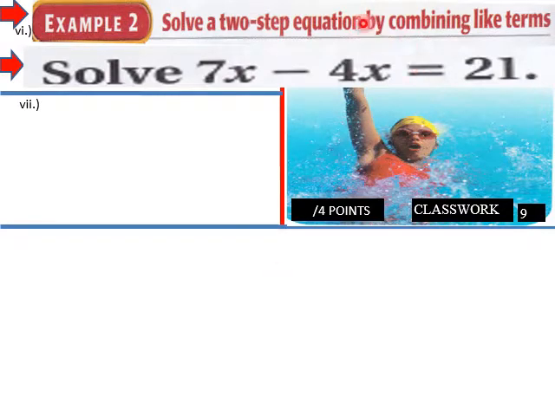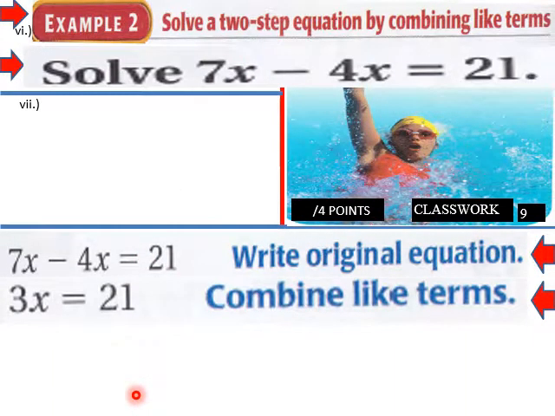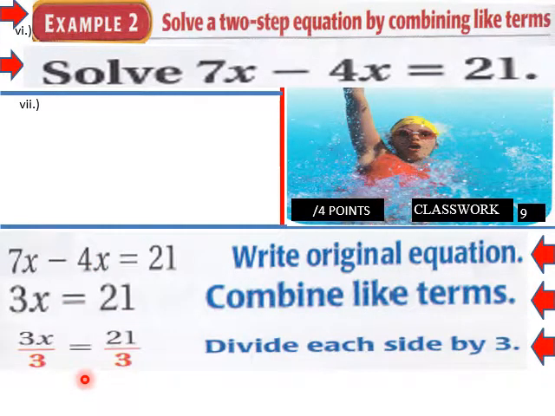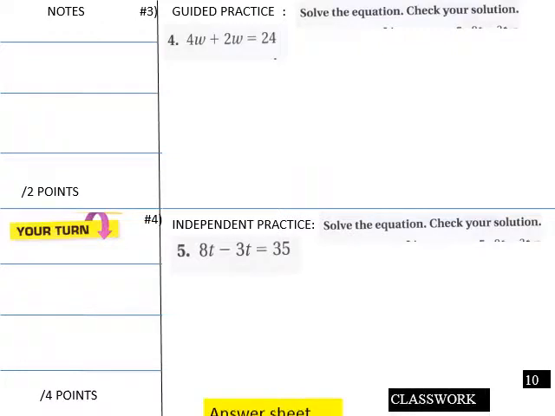Solving two-step equations by combining like terms. We have this here. These are the same, right? They have the same variable, to the same power. So let's combine them. 7x minus 4x equals what? 7x minus 4x, or 3x equals 21. What do we do next? We divide by 3 on both sides, this side and this side, and we get x equals 7.